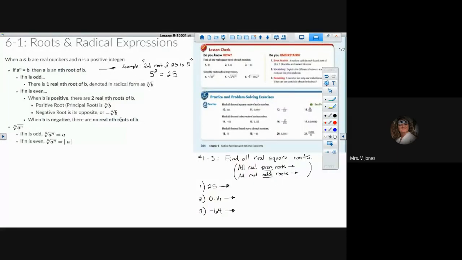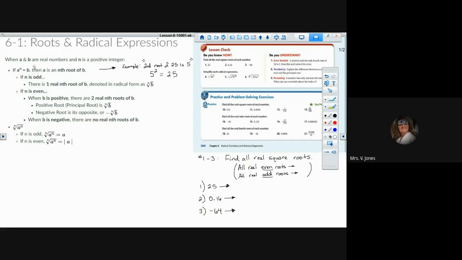All right, so section 6.1 deals with roots and radical expressions. The notes have a lot of variables in them. It starts out by saying A and B are real numbers and N is a positive integer. So A and B are just regular numbers and N is a positive integer, so no negative exponent right there, just a positive.